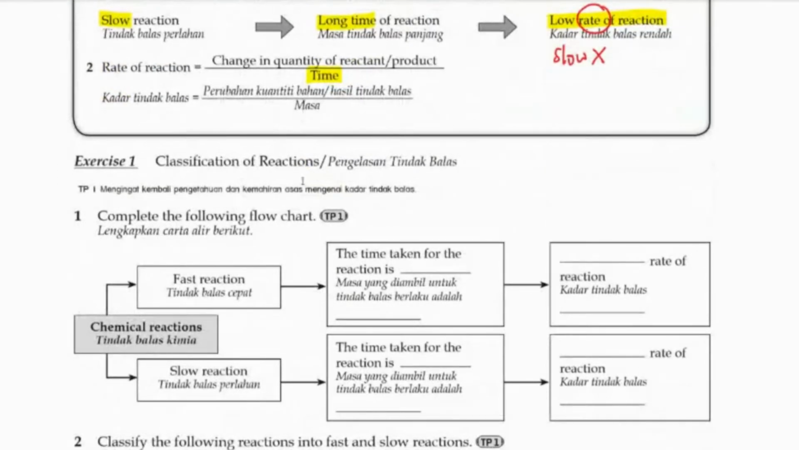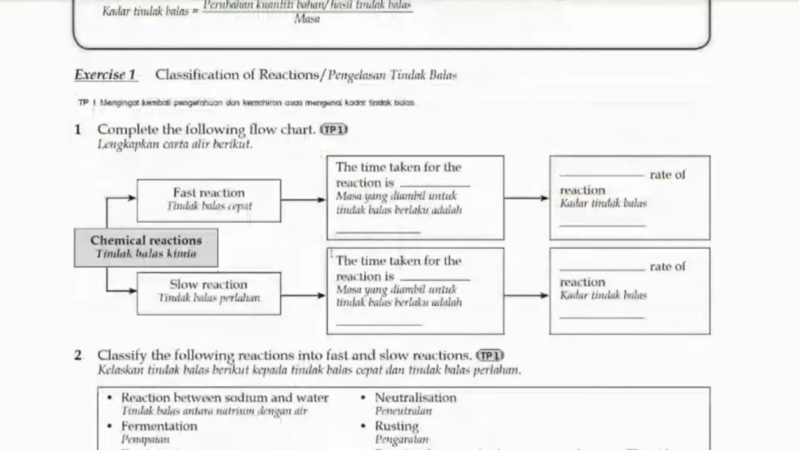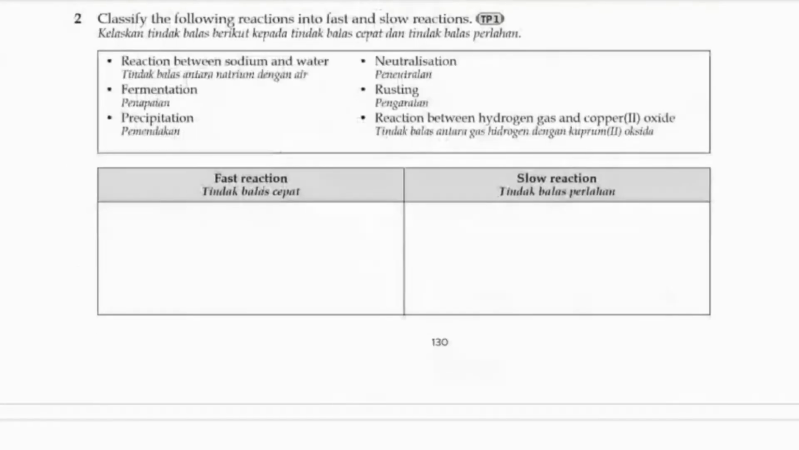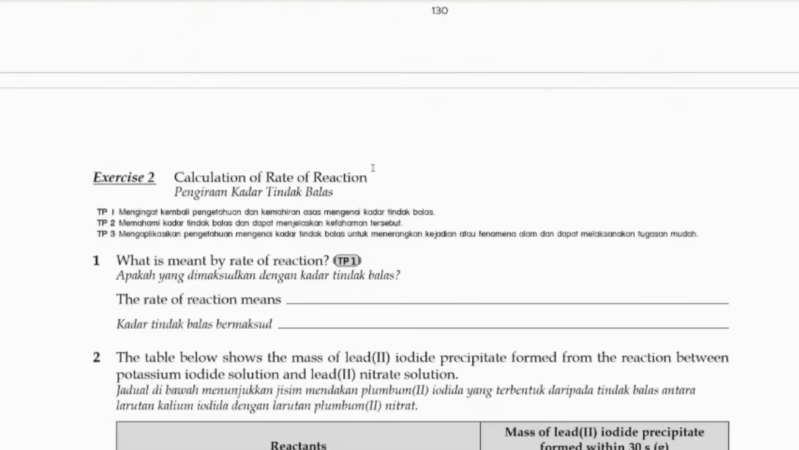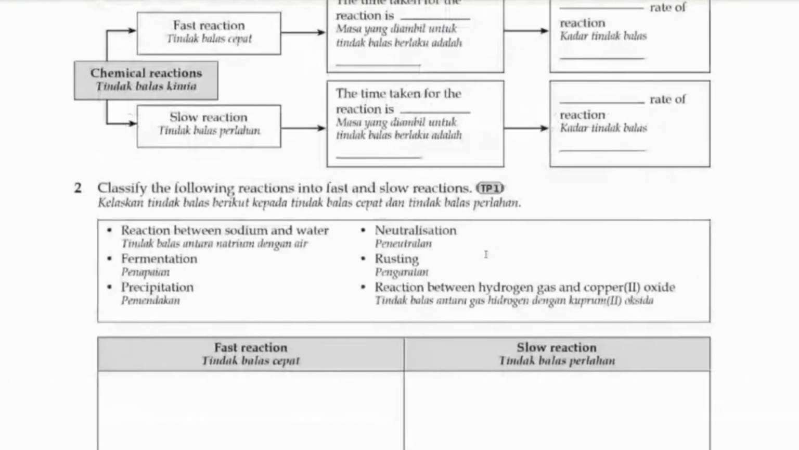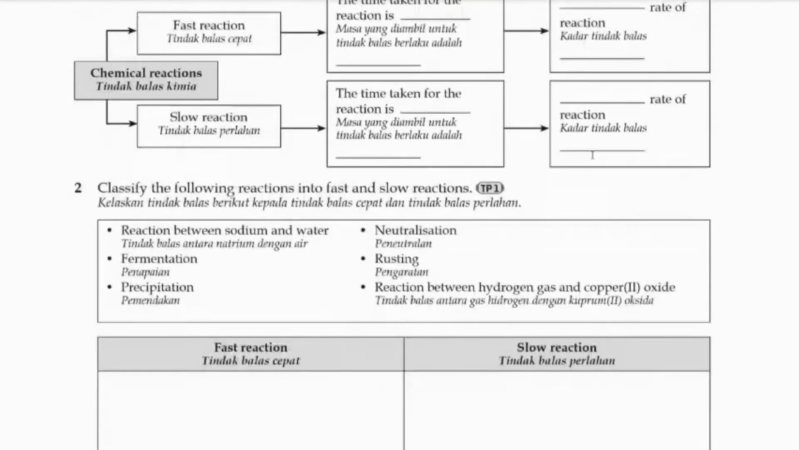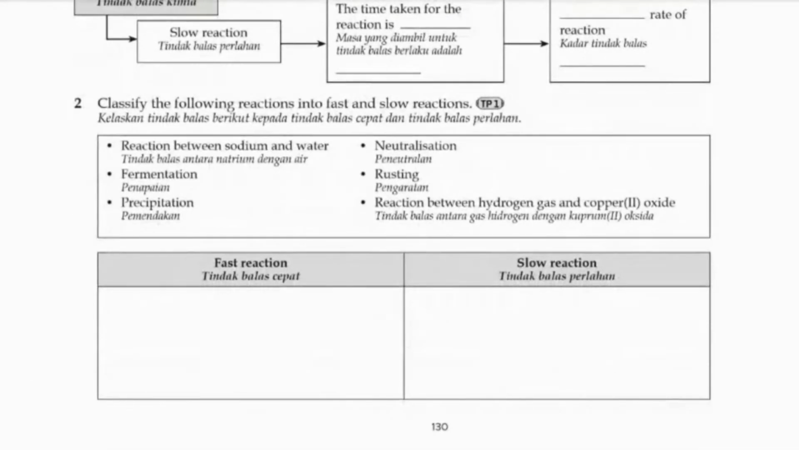So first, classification of the reaction. Based on what we discussed here, quickly fill in the blanks here, and then try to classify the reaction into fast and slow reaction. I will give you a few minutes. Fill in the blanks here, and then try to predict whether it is a fast reaction or slow reaction.